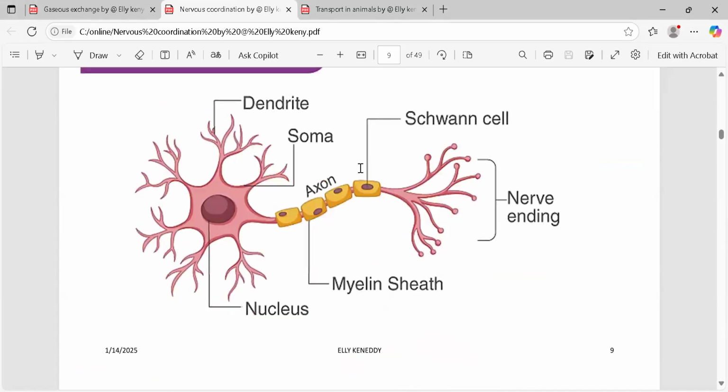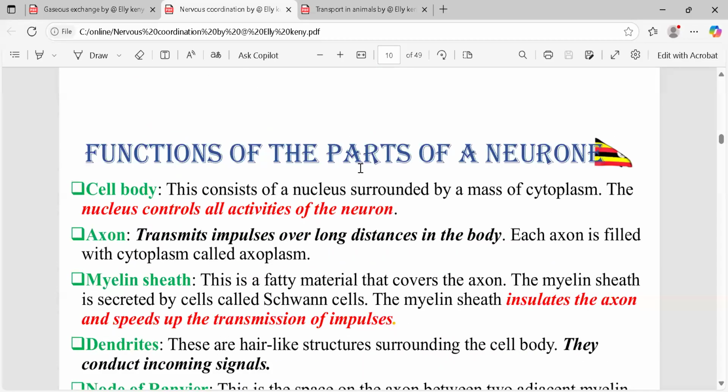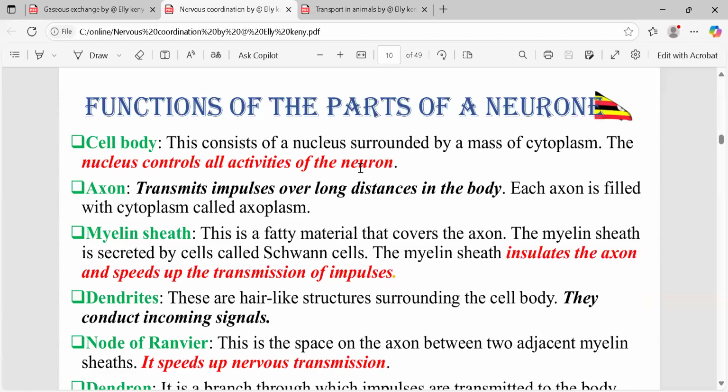So that's the structure of a neuron. And then these are the functions of the parts. Cell body: this consists of a nucleus surrounded by a mass of cytoplasm. The nucleus controls all activities of the neuron. We know the nucleus is just like the head teacher's office. It controls everyone in the school.